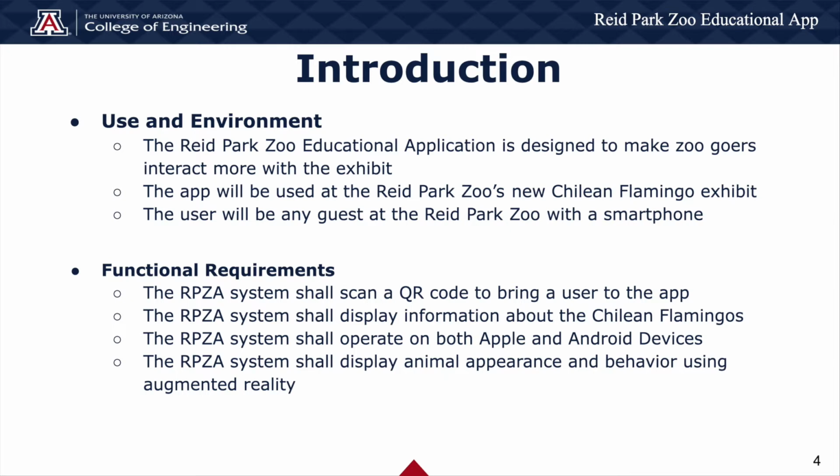The main functional requirements that the group followed in order to produce our final product were: the Reid Park Zoo application system shall scan a QR code to bring the user to the app, the system shall display information about the Chilean flamingos, the system shall operate on both Apple and Android devices, and the system shall display animal appearance and behavior using augmented reality.